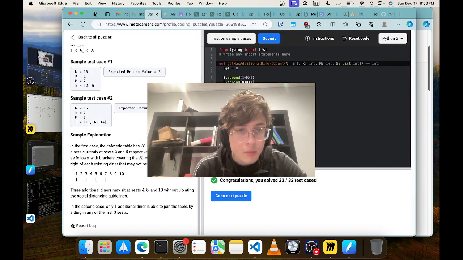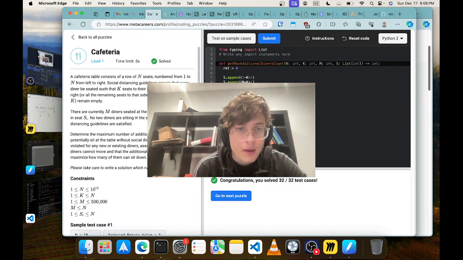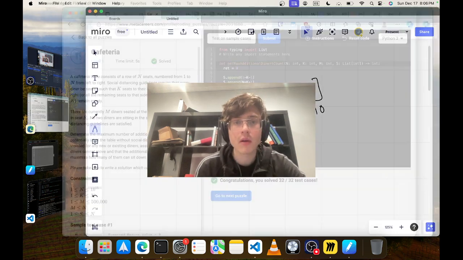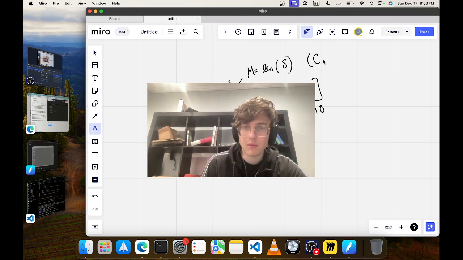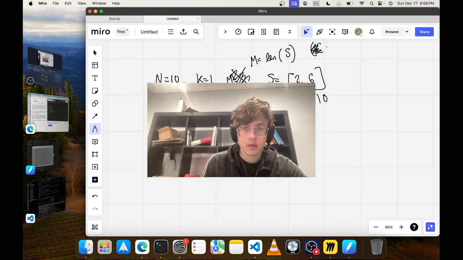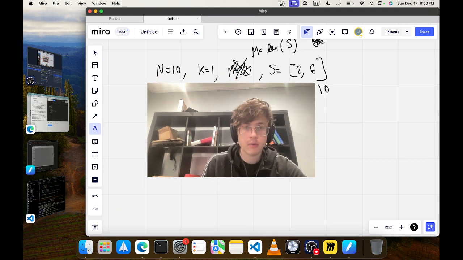So what is K again? Let me see. K is the number of social distancing seats. And what is M? Currently M diners seated at the table. So M, we can pretty much ignore this since M is equal to the length of S. I'm sure this matters in like C or something when you don't really know the length of S, but here it's Python, so we know the length of S. So who gives a crap about M? So here we have our two people who are sitting down, and we want to find out how many more diners we can put in here.